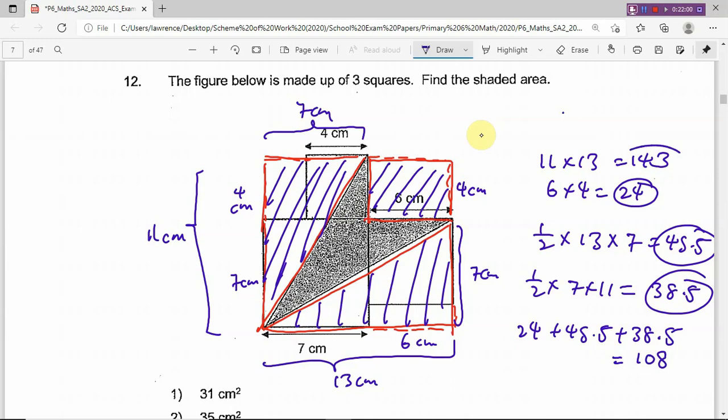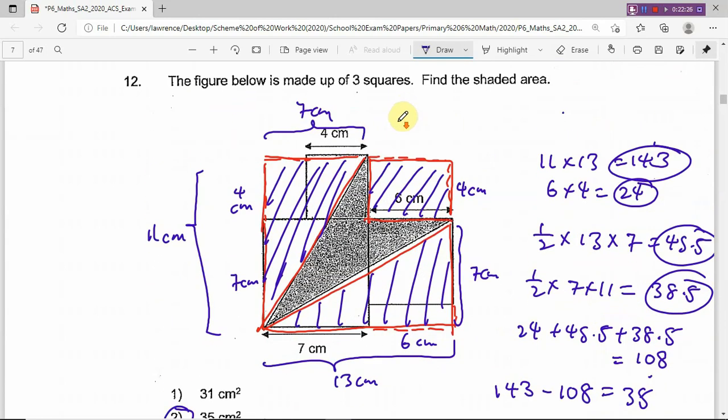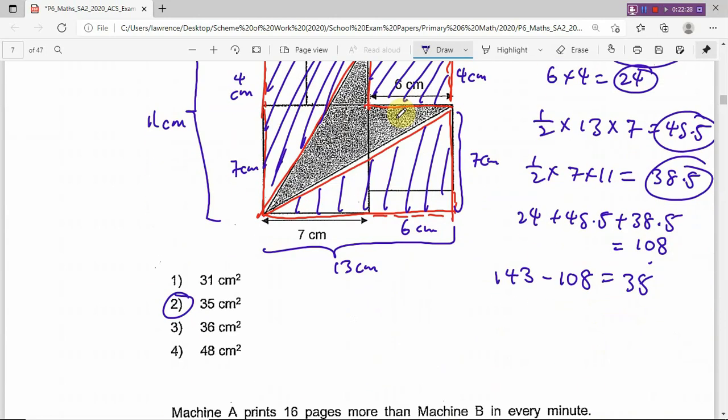And then you take 143, which is the area of the whole figure, minus the unshaded, and you will get the shaded. And your answer should be 35. So you have 35 cm square. So the shaded area, okay, the shaded area will be 35 cm square. So answer is number 2. Alright. And what question is that? This is question number 12. Answer number 2. Yes, so the answer key is correct, 35 cm square.